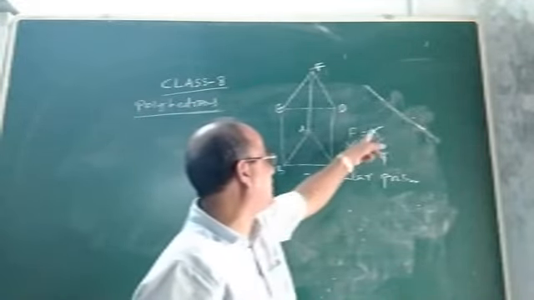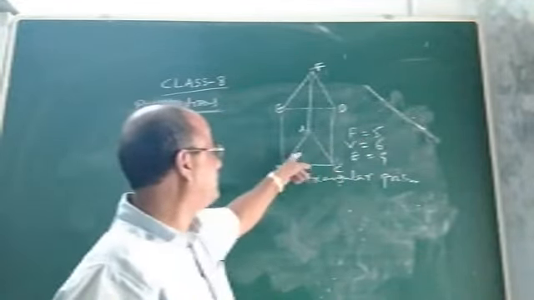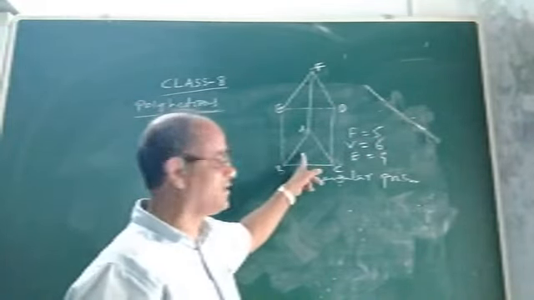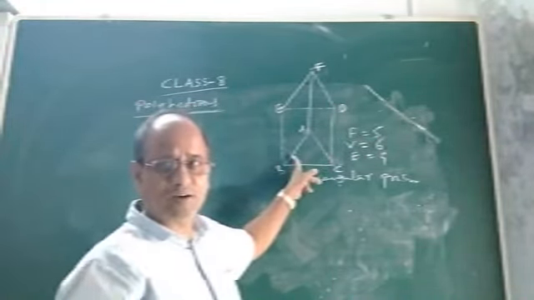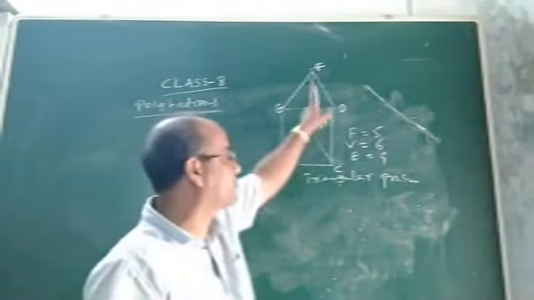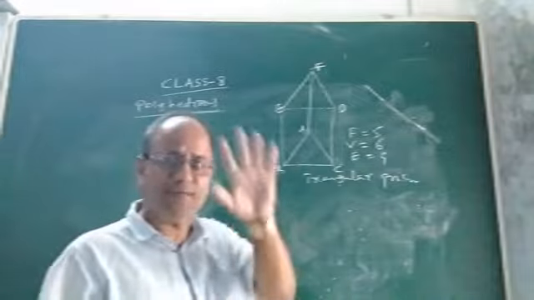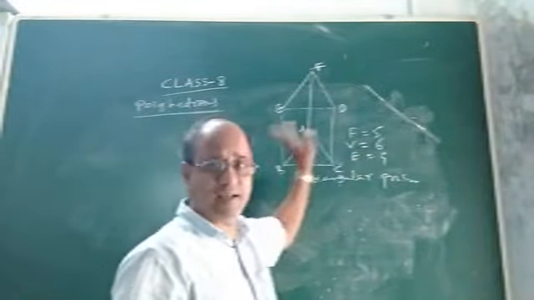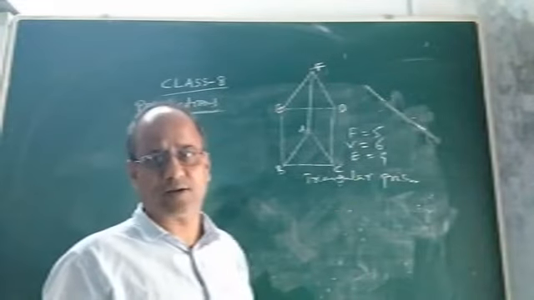You can easily count how many faces there are. The base is what? In a prism, see the base. The base is a polygon having how many sides? 3 sides. So add 2. 3 plus 2 will be 5. That means this prism will have 5 faces. And you can easily count how many vertices and how many edges there are in this particular triangular prism.